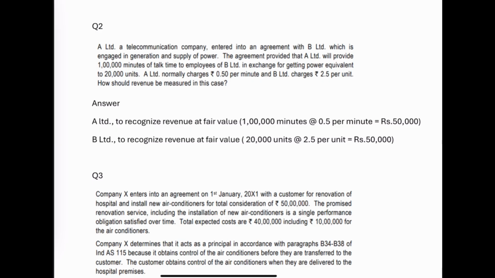Here also we'll have to take the fair value. A Limited will recognize the 100,000 minutes of talk time, given at 50 paise per minute. So that comes to 50,000, and A Limited can recognize revenue of 50,000 rupees. Similarly, B Limited will recognize these 20,000 units, with the value per unit at 2 rupees 50 paise. So B Limited will also recognize 50,000 rupees as income.